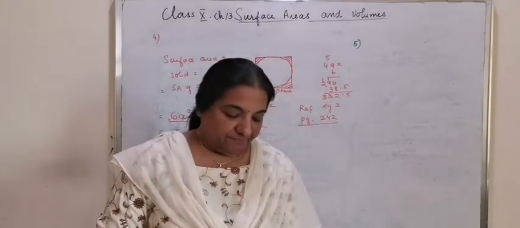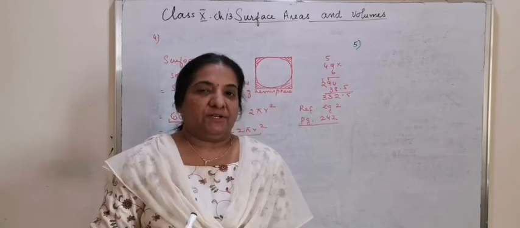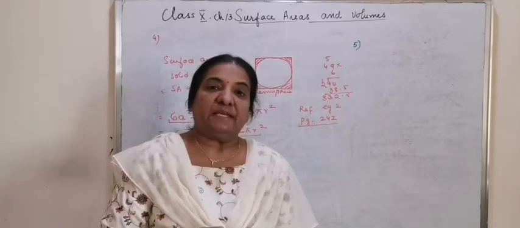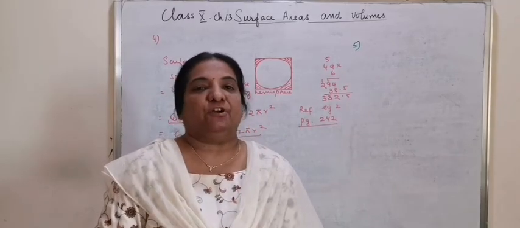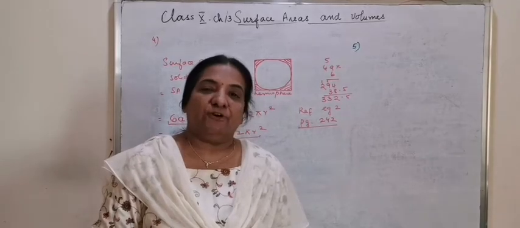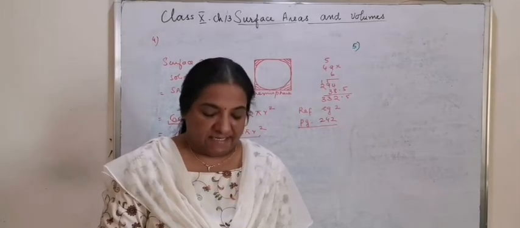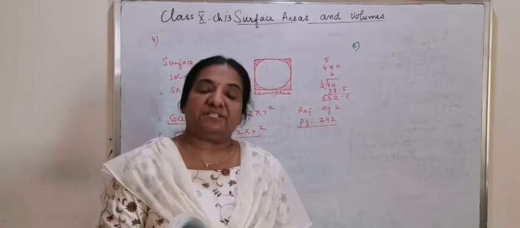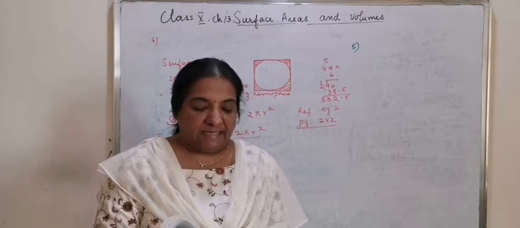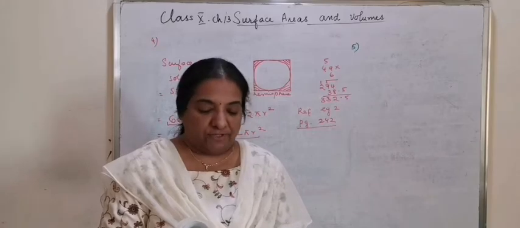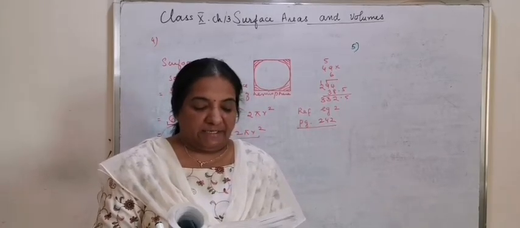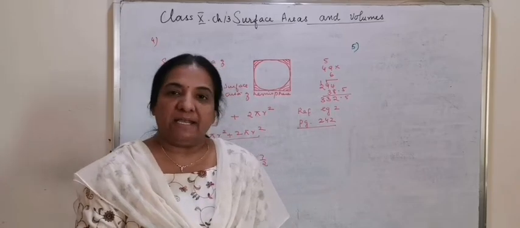Question number 5. A similar question, the same question, but instead of a hemisphere kept or surmounted on the cube, it is a hemispherical depression. But the formula, everything remains the same. A hemispherical depression is cut out from one side of a cubical wooden block such that the diameter L of the hemisphere is equal to the edge of the cube. Determine the surface area of the remaining solid.